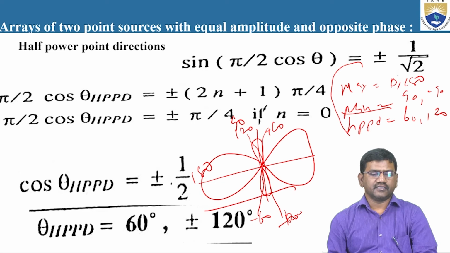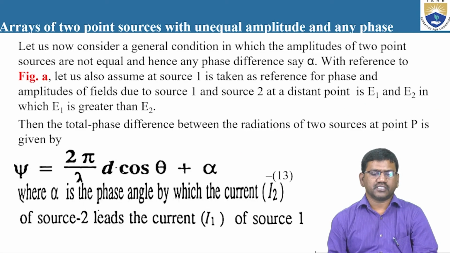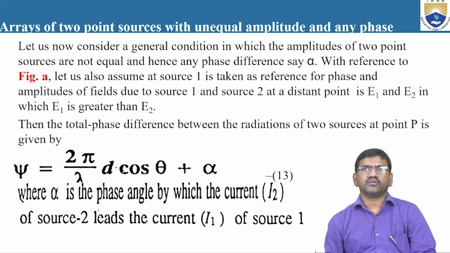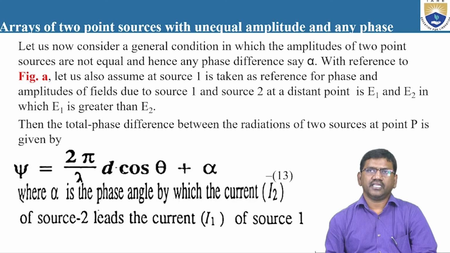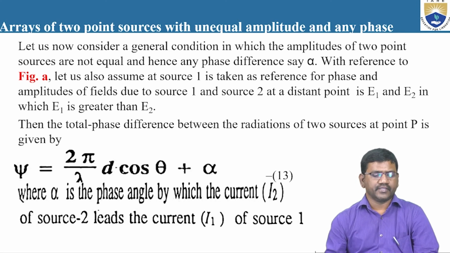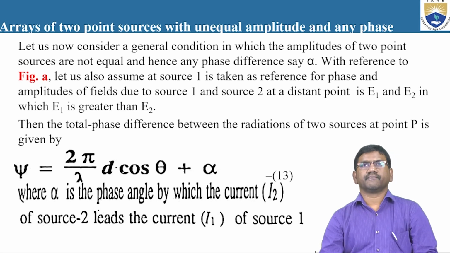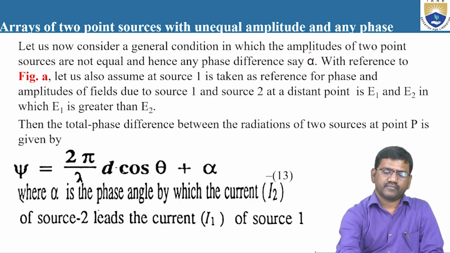Now let us see another case, arrays of 2 point sources with unequal amplitude and any phase. So case 1 represents equal amplitude and same phase, case 2 represents same amplitude and out of phase, and case 3 represents unequal amplitude and any phase. So let us consider a general condition in which the amplitudes of 2 point sources are not equal, with any phase difference, say alpha. The phase difference between the 2 point sources we assume as alpha.